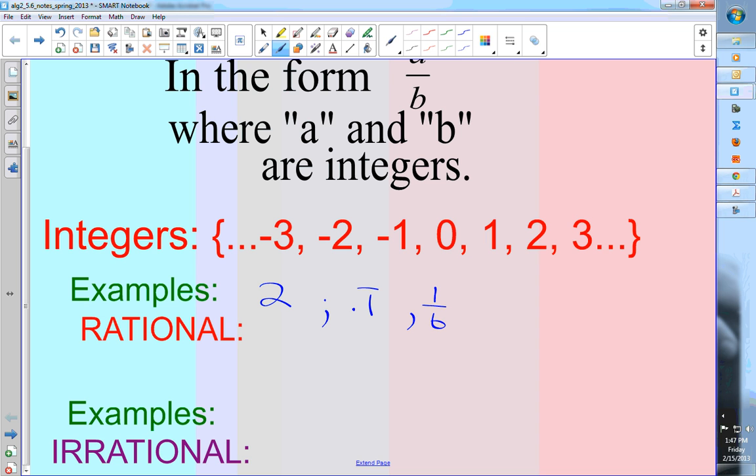What else? What other numbers are rational? 3. That would be like 2. All the numbers that are like 2, 3, 4, 5, all rational. Absolutely. Can you write it as an integer over an integer? If you can't do that, it's not rational. What else is rational? What else is an example of a rational number? Negative. Sure. Any number that's integer over integer, negatives, absolutely rational.